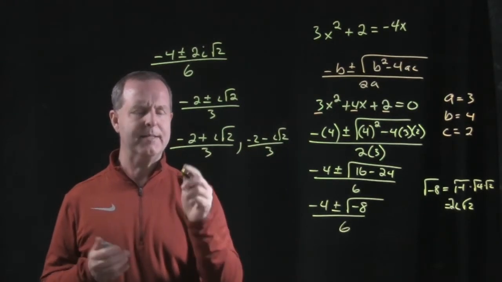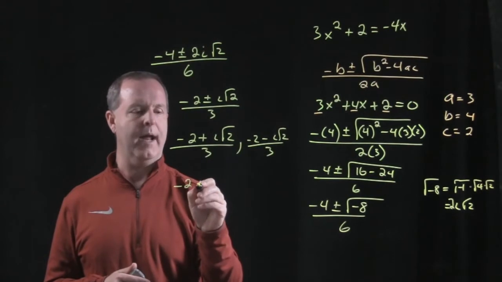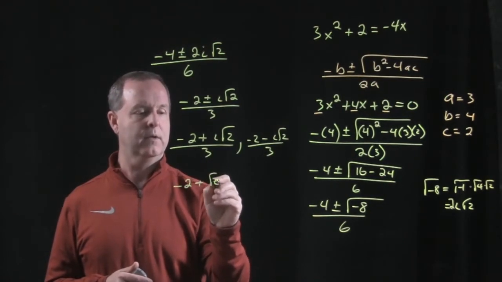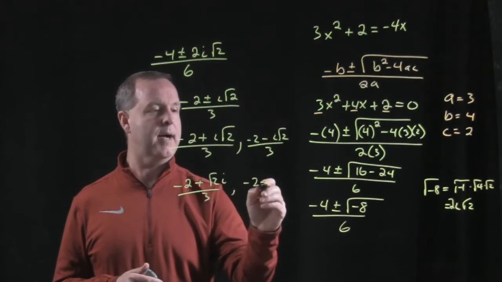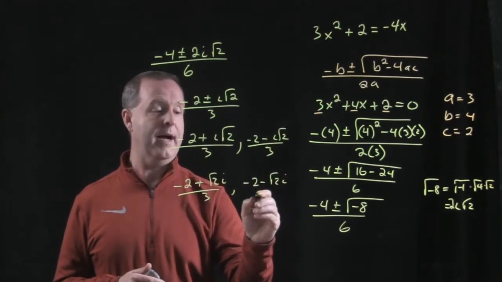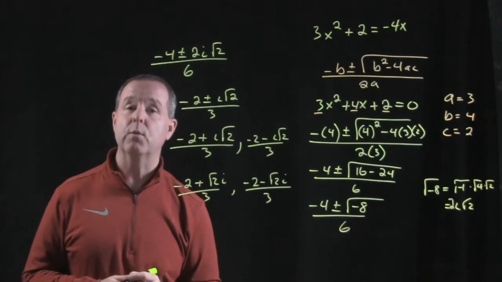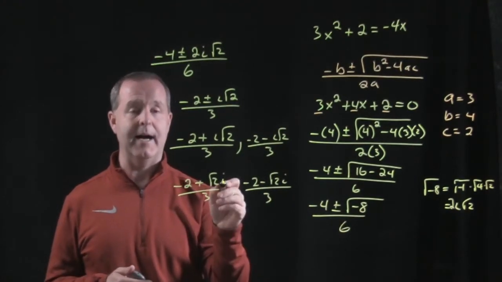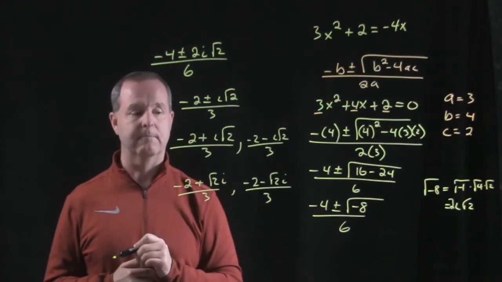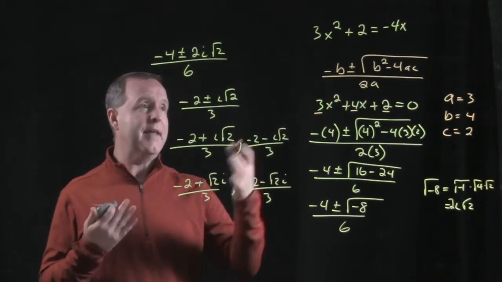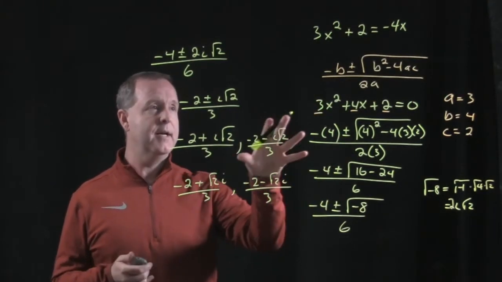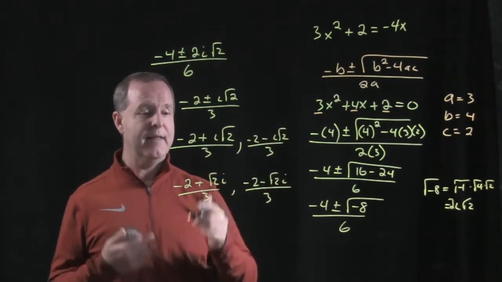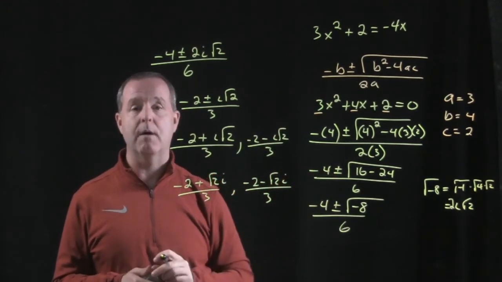And again, some people write it with the i on the other side, so root 2 with an i on the outside, over 3. Make sure when you're inputting answers that this i is not underneath the radical. So there are the two solutions. That's how we can use the quadratic formula to solve a quadratic equation that has complex solutions.